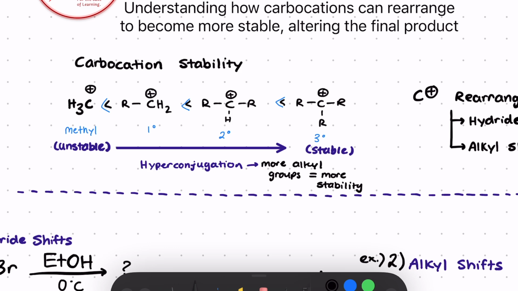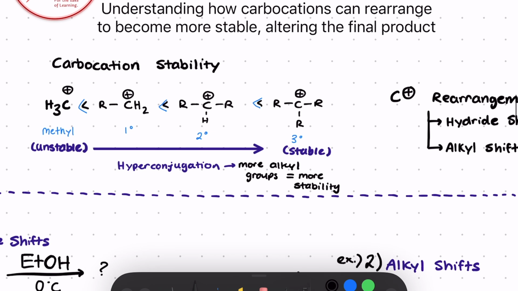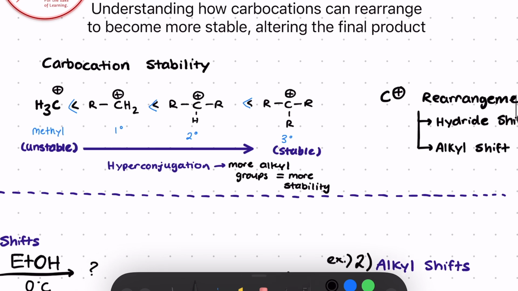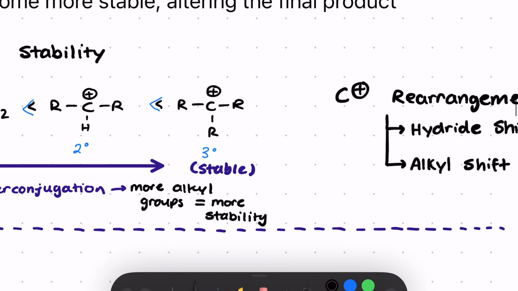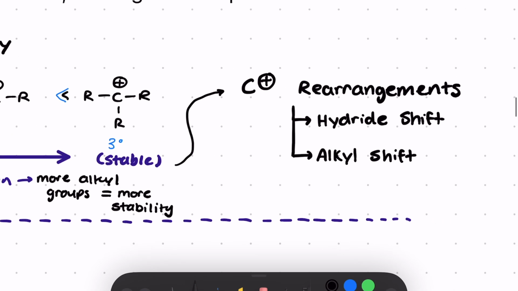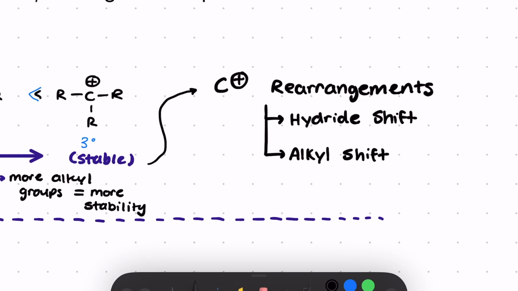So hyperconjugation provides a reasoning for why we have this increasing trend in carbocation stability, and this is important especially for the SN1 and E1 reactions, because we're going to encounter carbocations, and we need to be able to determine, depending on how stable the carbocation is, whether or not that reaction is going to take place. So the other thing that this is useful for are these carbocation rearrangements.